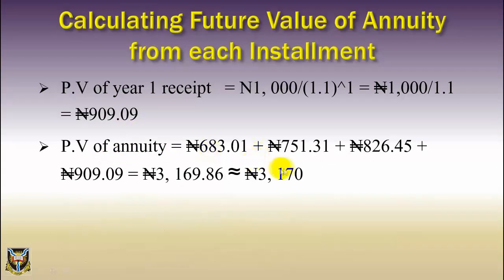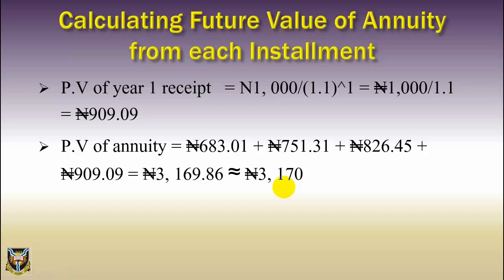PV of annuity is equal to 683 naira 01 kobo plus 751 naira 31 kobo plus 826 naira 45 kobo plus 909 naira 09 kobo, which is equal to 3,169 naira 86 kobo. It's equivalent to 3,170 naira.